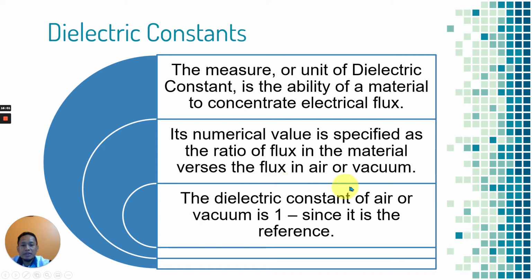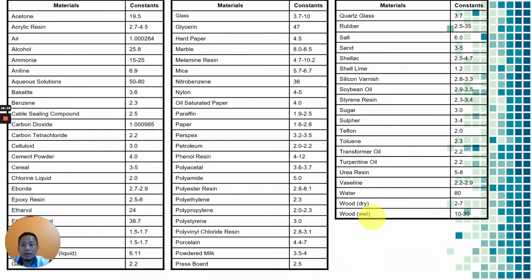For example, the dielectric constant of air or vacuum is 1, since it is the reference. So usually we refer to these references in air or in a vacuum. Okay, this is the coefficient for different materials with a different constant. For example, air, the constant is near to 1. And for the glass, 3.7 to 10, depending on the type of glass. For the paper, you are using paper to write your notes, the constant is about 1.6 to 2.6, for example.